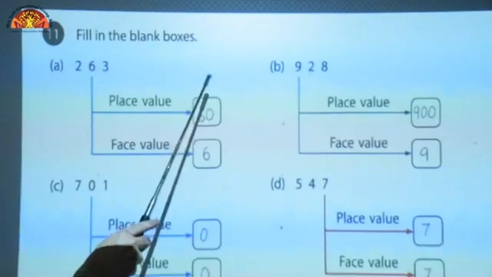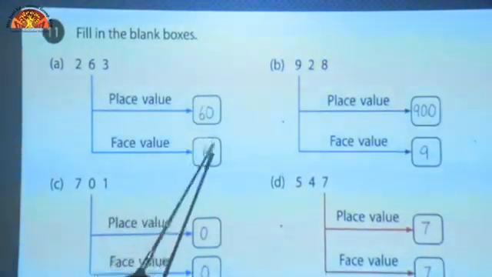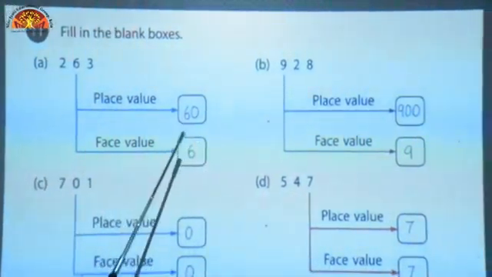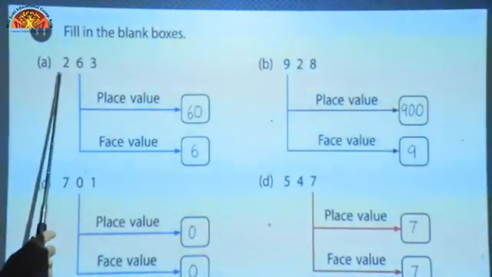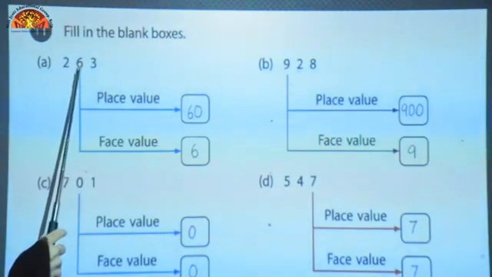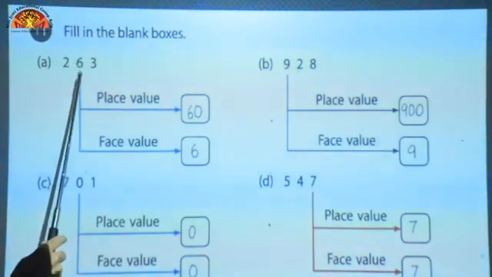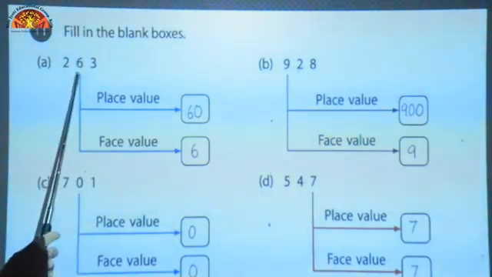Fill in the blank boxes. Children, here boxes are blank. You have to fill these blank boxes. What is the question? The number written here is 263. Here you have to tell the place value and face value of this digit.